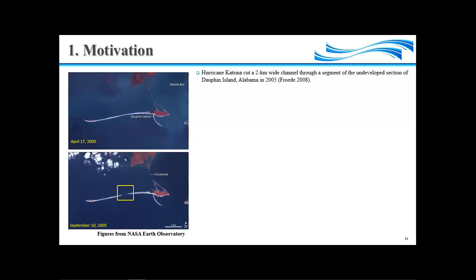So this is 2005. This is the Gulf of Mexico. This is Alabama, and Texas is here. Remember, this is after Hurricane Katrina created a big opening. This is 5 kilometers, and this opening is 2 kilometers.